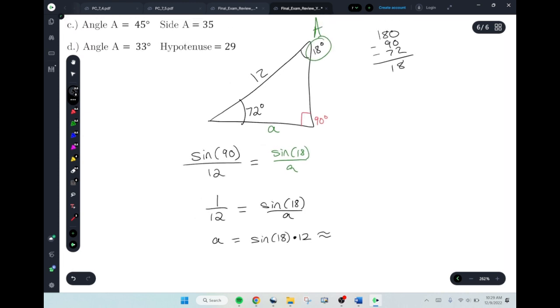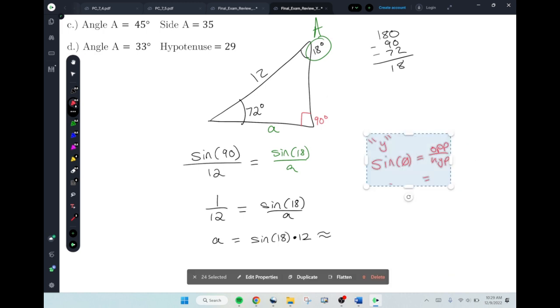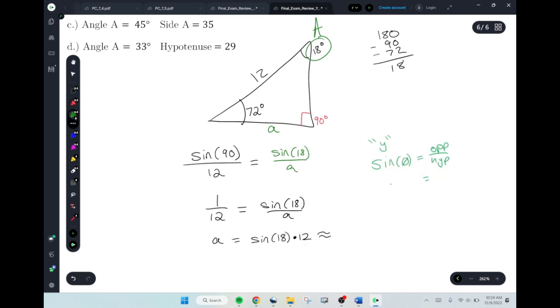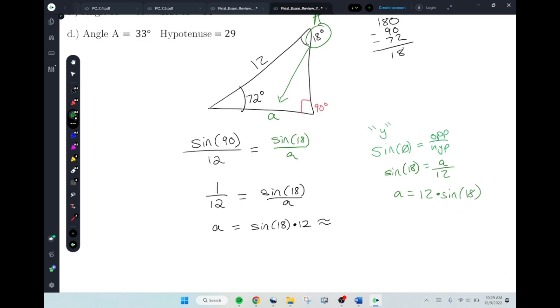Y'all, watch this. What do you know sine technically is, on a separate note? Well, okay, yeah, it's technically y, but that's not helpful in this case. I'm saying, what is the opposite over hypotenuse, what's the opposite in this case? So sine of 72, wait, we're doing 18 first. This is the green color, sorry, I shouldn't change it to red yet. This is all green. So there's sine of 18, what's the opposite of 18? A. What's the hypotenuse? 12. So A equals what?